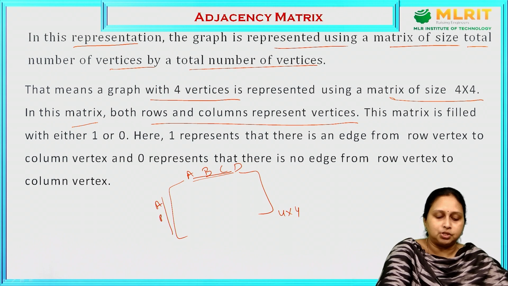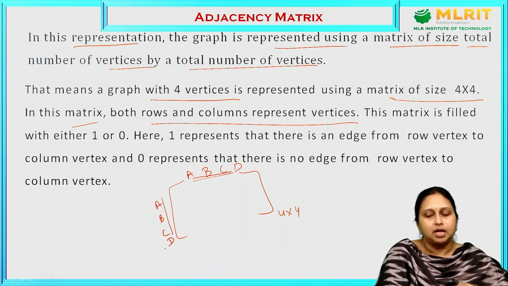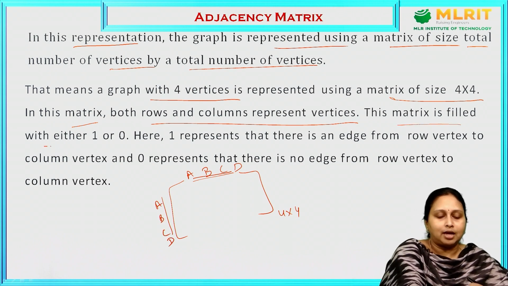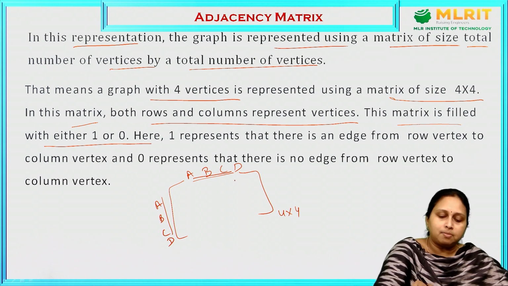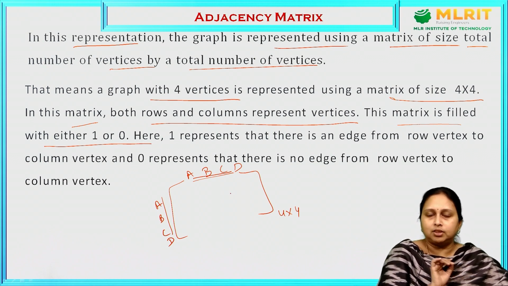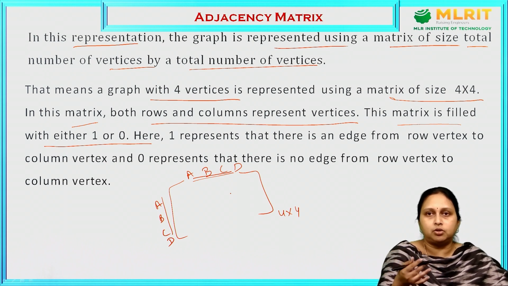And A, B, C, D. Like this way I am going to represent. This matrix is filled with either 1 or 0. In the matrix we need to represent only with 1 or 0 values. You should not have more than that. You should not represent 2, 3, 4 like that. You need to have only 0 and 1.